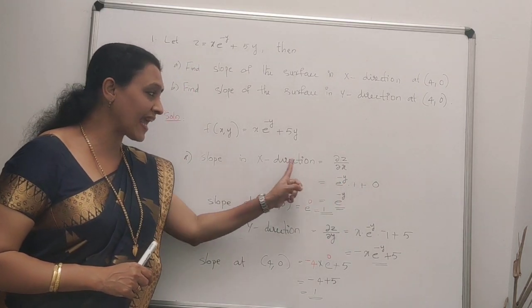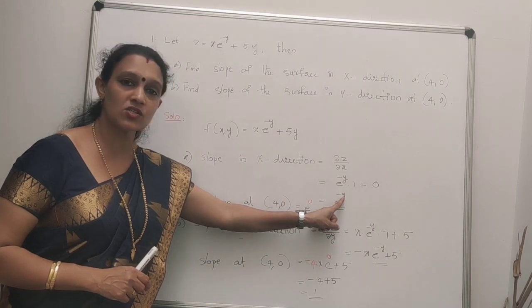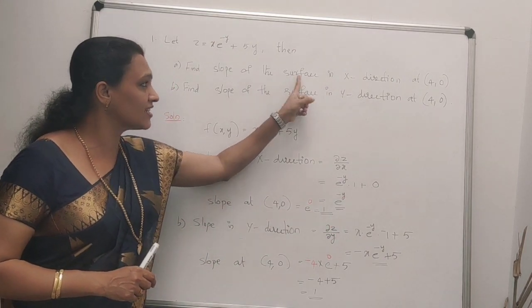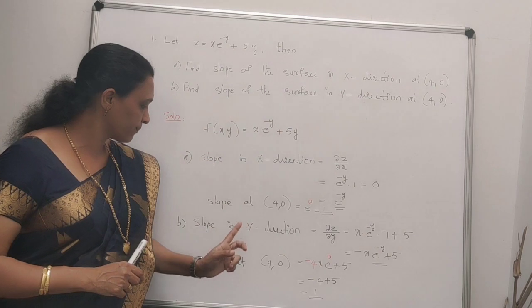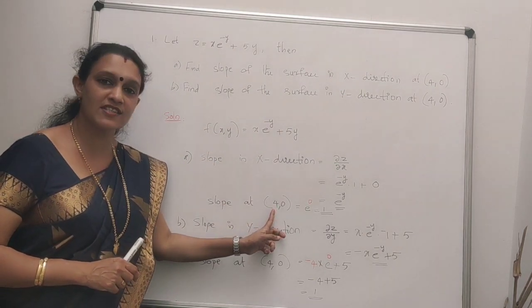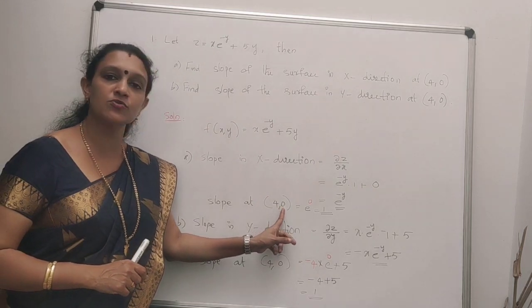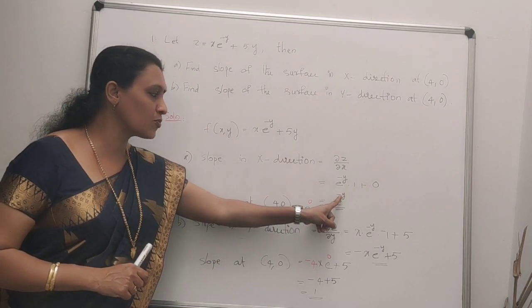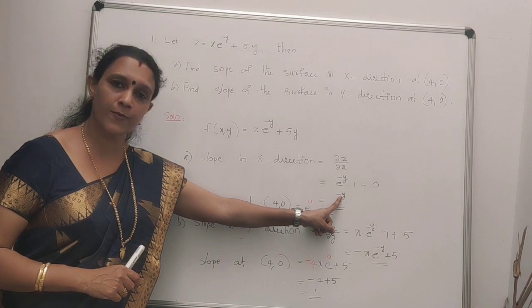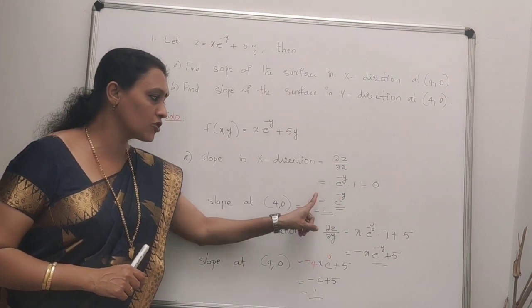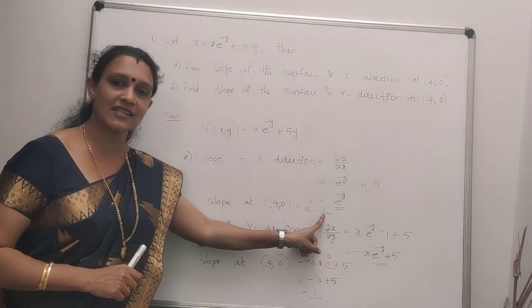Therefore, the slope in the x direction is e^(-y), and you are asked to find the slope at the point (4, 0). Put x = 4 if it is present and y = 0. In e^(-y), it doesn't contain any x, no problem. For y you put 0. So e^0 is 1.